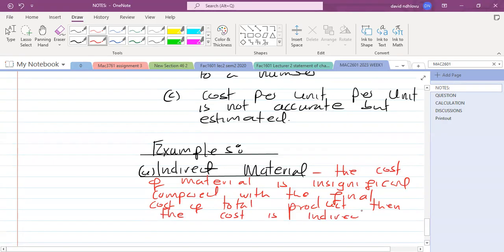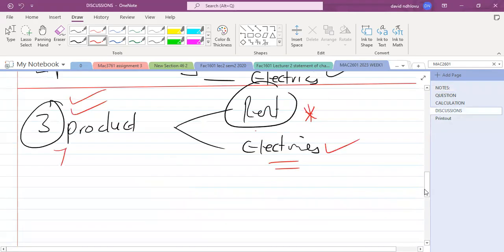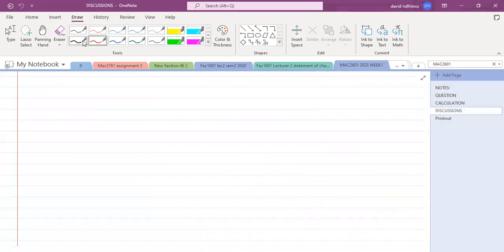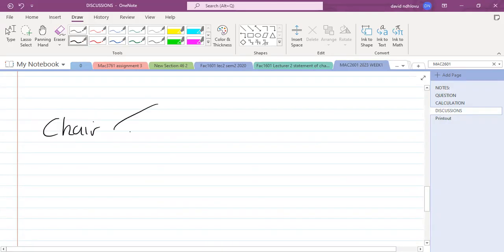Right, so I'll explain that in passing here. I'll continue with my example of the chair. We have said there are different materials here. There is the wood, and we've said there is the paint, and then we've said there are the screws.